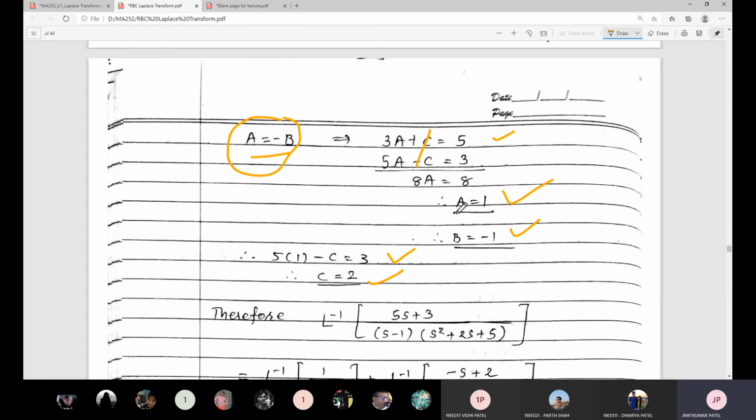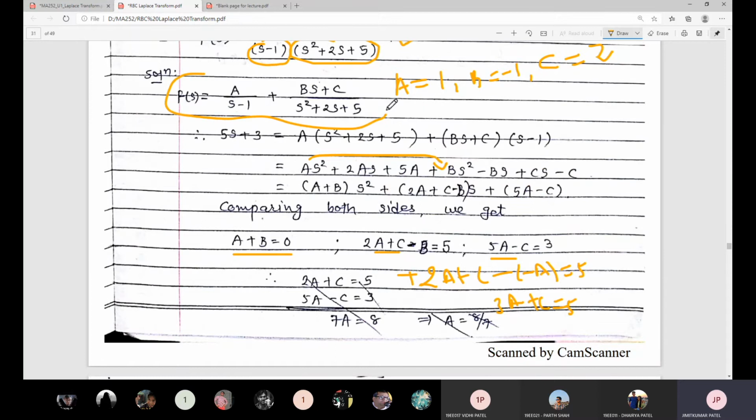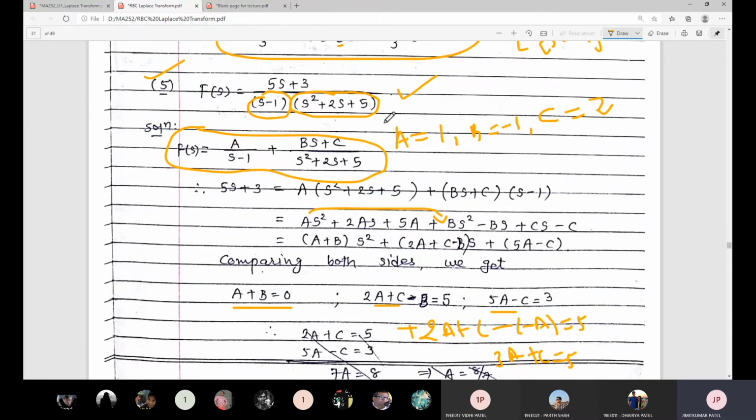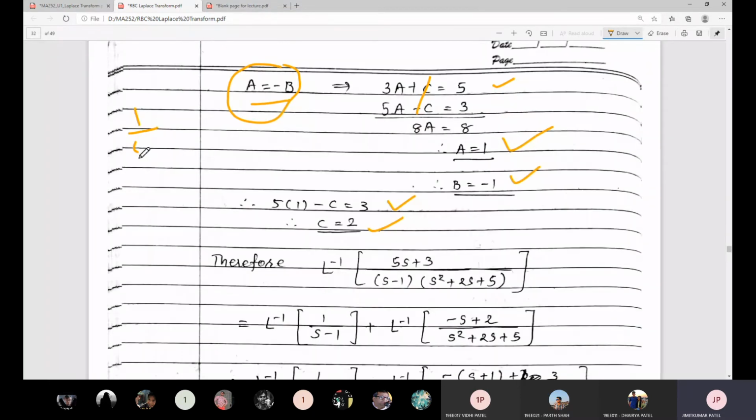After getting A, B, C, we substitute them in our partial fraction form. So we have F(s), the whole term (5s plus 3) divided by (s minus 1)(s square plus 2s plus 5), equal to A means 1, so 1 upon s minus 1, plus (Bs plus C), that means minus s plus 2, divided by s square plus 2s plus 5.